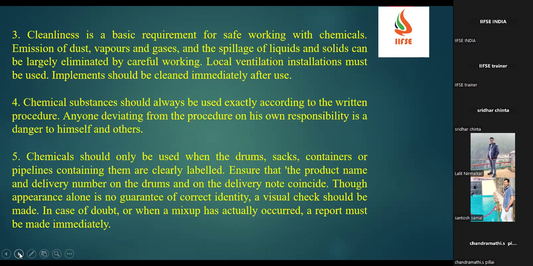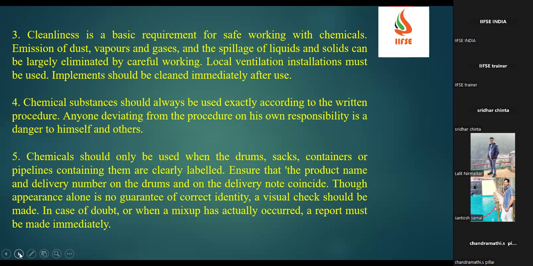Then cleanliness, it is a basic requirement for safe working with chemicals. Emission of dust, vapors, and gases, and the spillage of liquids and solids can be largely eliminated by careful working, or local ventilation installations must be used. So cleanliness means whatever spillages or leakages happen, they have to be cleared immediately.